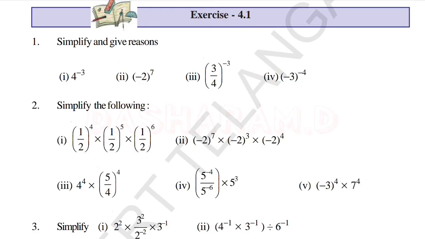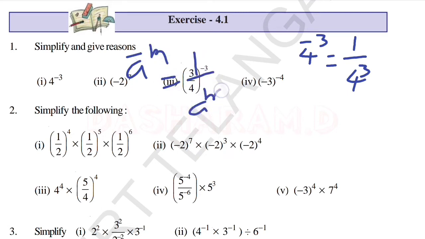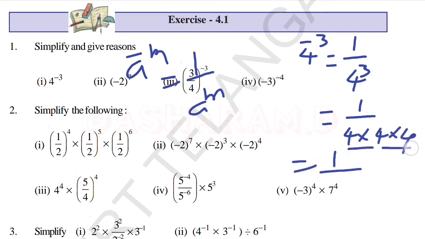See, here is exercise 4.1. First bit is simplify and give reasons. First question is 4 to the power of minus 3. See, here 4 to the power of minus 3, the power is negative, so then we can make it positive by using this formula, a to the power of minus m equals 1 by a to the power of m. So now 1 by 4 cube, 4 cube means 4 into 4 into 4. So 4 4s are 16, 16 4s are 64. So 4 to the power of minus 3 is 1 by 64.